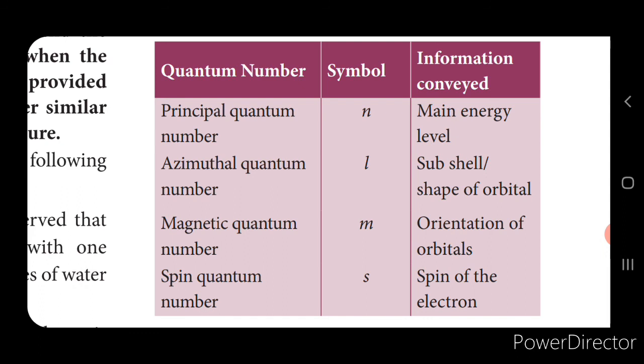The next one is the magnetic quantum number, which is denoted by small m. This will give you the orientation of the orbital. Next is the spin quantum number, denoted by small s, which gives you the spin of the electron, whether it is in the clockwise direction or in the anti-clockwise direction. So using these quantum numbers, the specific identification of the electrons in the atom can be done.